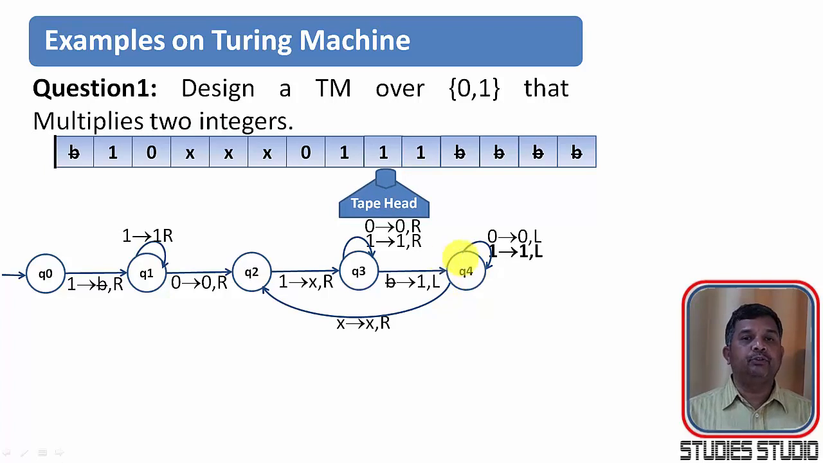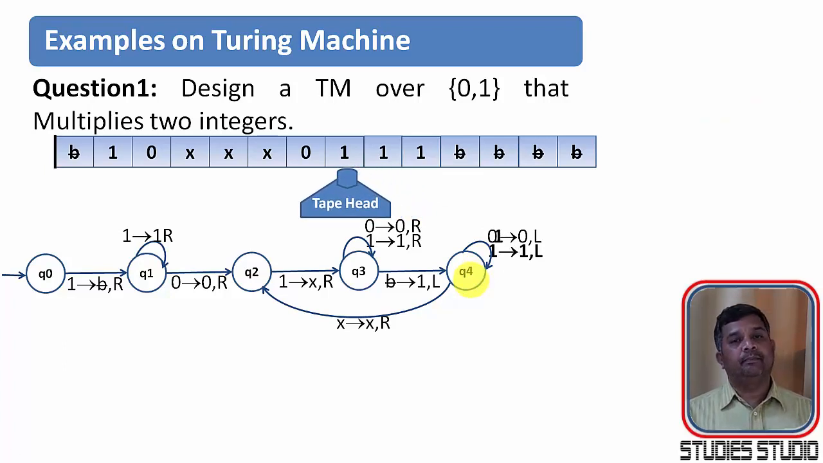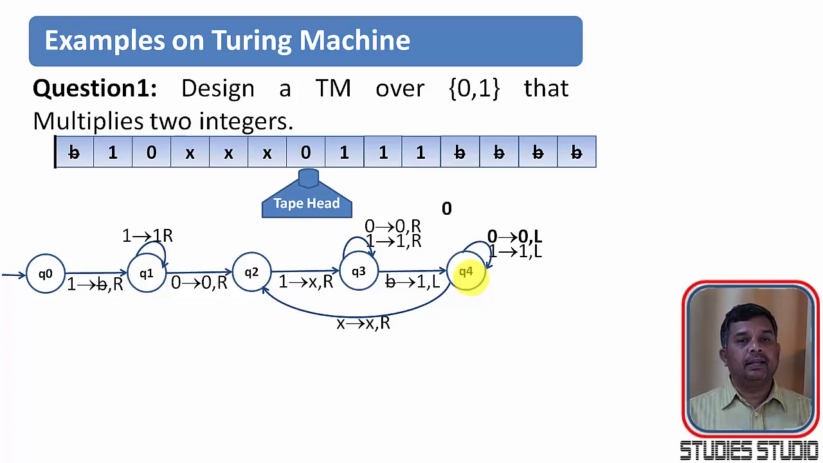Now I am at state Q4. As many zeros or ones I will be getting here, the same symbol I will keep on writing onto the tape and I will keep on moving left, as long as I am not getting the input symbol X. The next symbol that I am getting is 0. So in place of 0 I am writing the same symbol 0. Moved left. Now I am at state Q4.